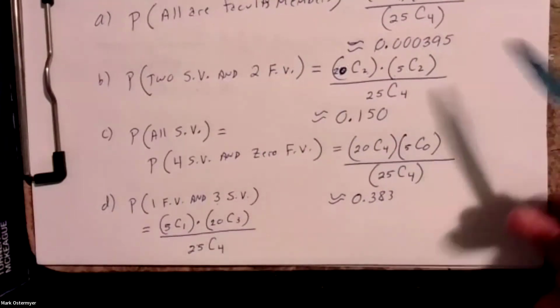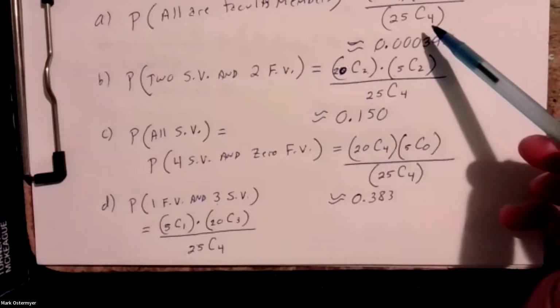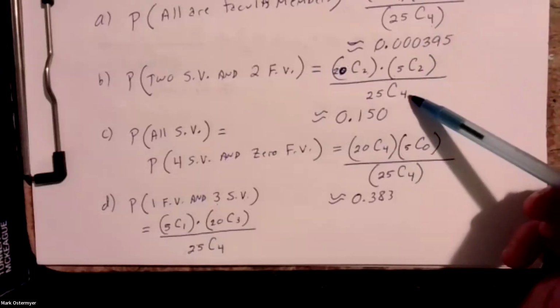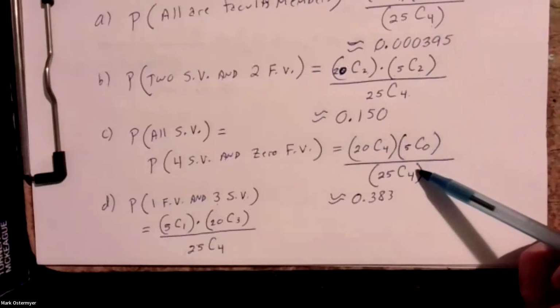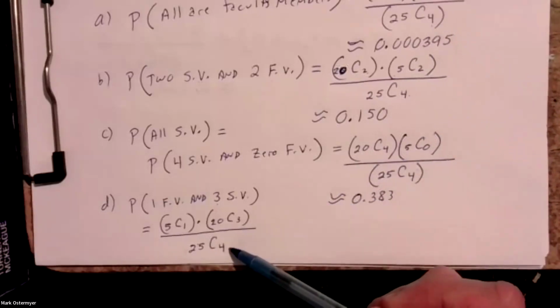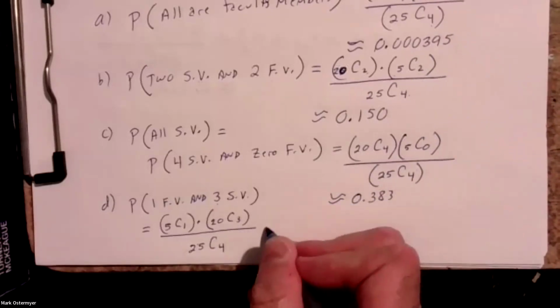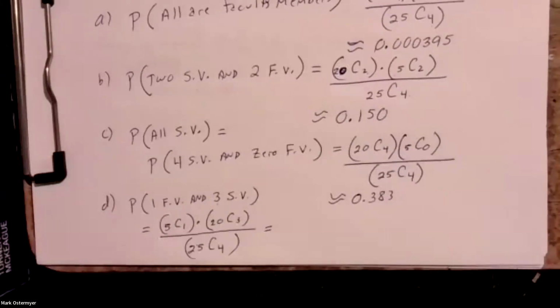So notice with all these problems, our denominators have remained the same. 25 in combination with 4. The denominator has never changed. All right, get on your calculator, dial it up.